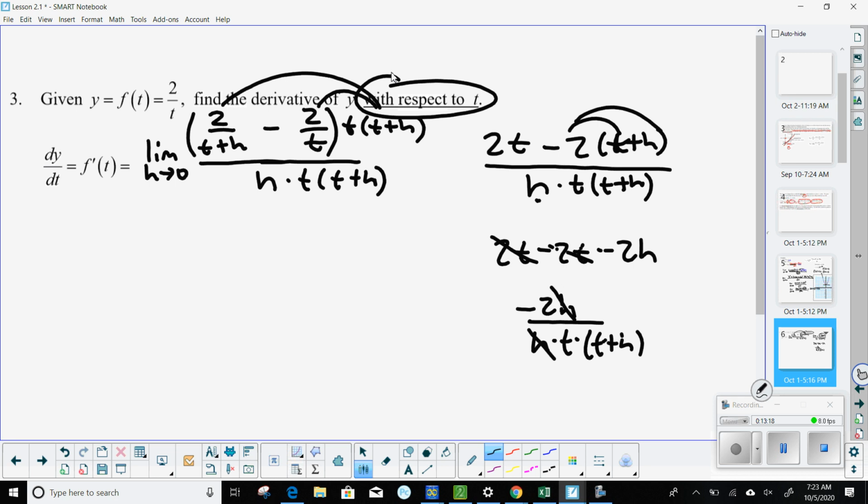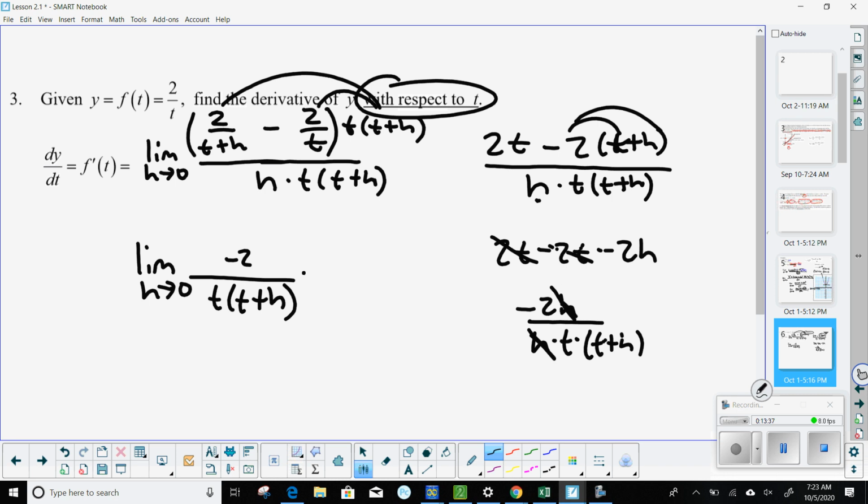So now I can come back over here. I haven't been writing my limit, but I need to. I have the limit as h approaches 0 of, that h canceled out and that h canceled out. So I have negative 2 over t times t plus h. And now I'm going to plug 0 in.